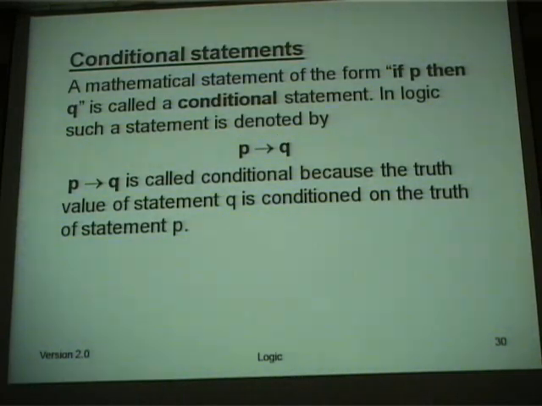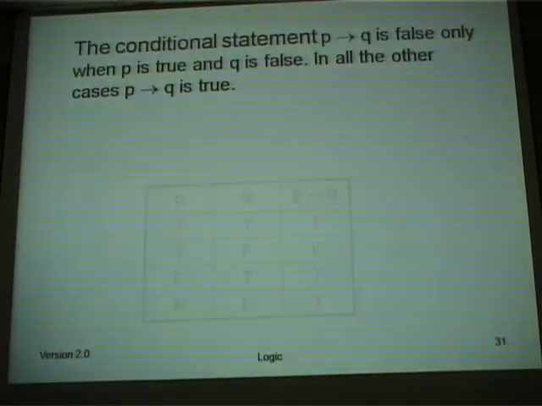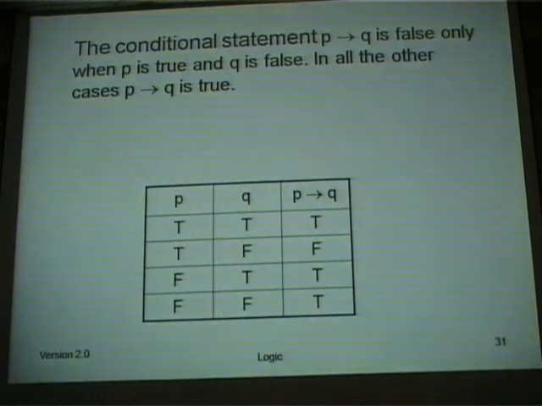So before that, let me introduce the notation that I use. The conditional statement can have this form: if P then Q, right? This also can be denoted by this symbol, which means if P, then Q. So this is the conditional statement because the truth value of the statement Q is conditioned on the truth of statement P. Now this is the basic truth table for that.